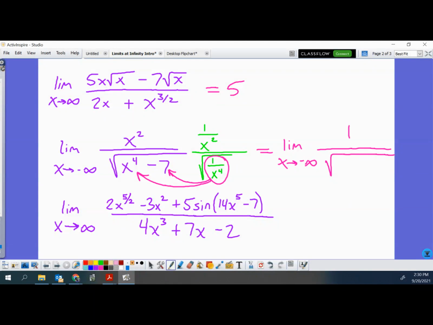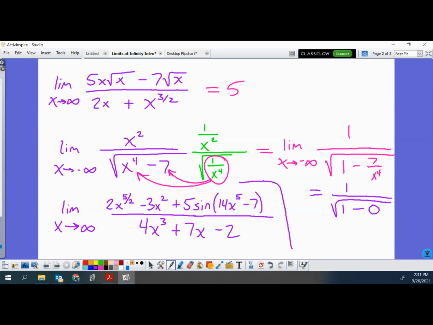And so what I get is 1, because it's x to the 4th over x to the 4th, minus 7 over x to the 4th. And now, through direct substitution, you can see that when you plug a very large negative number in for x here and take it to the 4th power, the bigger that value is, the closer this gets to 0. So we're actually approaching, through direct substitution, 1 over the square root of 1 minus 0.